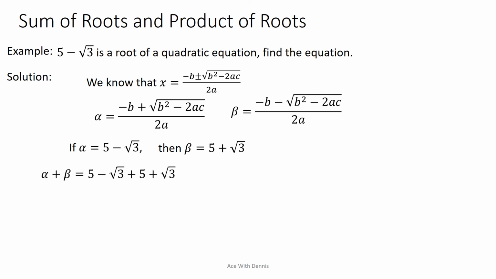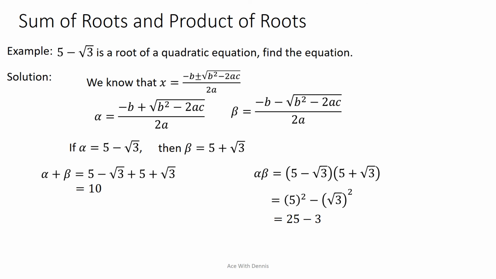Hence, alpha plus beta equals 5 minus square root of 3 plus 5 plus square root of 3, which will get 10. For alpha times beta, it equals 5 minus square root of 3 times 5 plus square root of 3. We get 5 squared minus square root of 3 squared, which is 25 minus 3, and the answer is 22. So the equation is x squared minus 10x plus 22 equals 0.